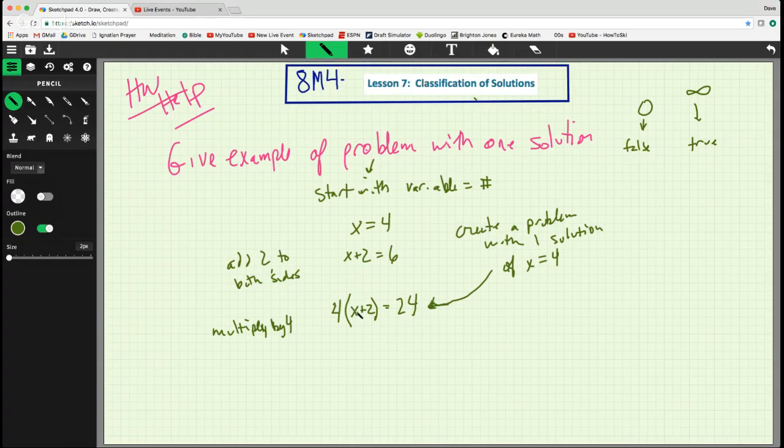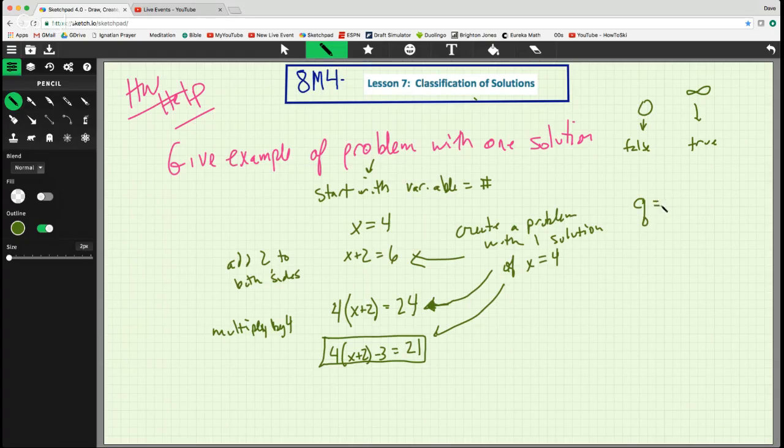And you can't necessarily see that. But now I could even subtract 3 from both sides. x plus 2 minus 3 equals 21. These all have answers with x equals 4. And it's hard to see, but you've created that problem from scratch. And so let me encourage you to create a problem.